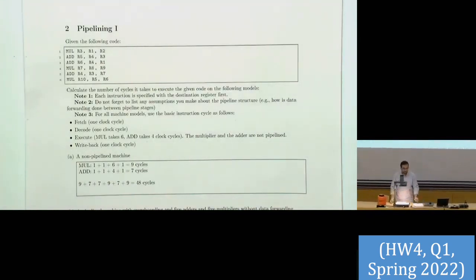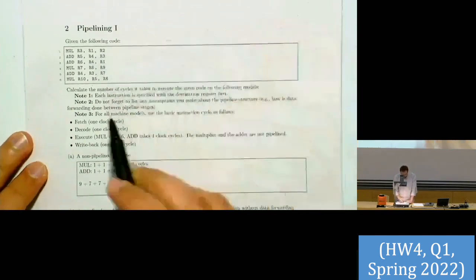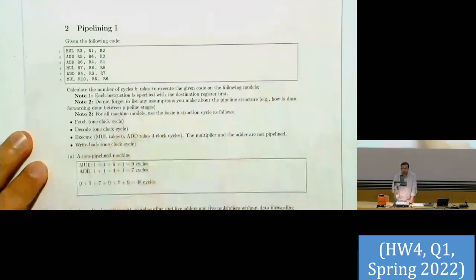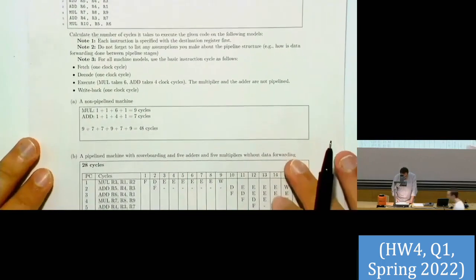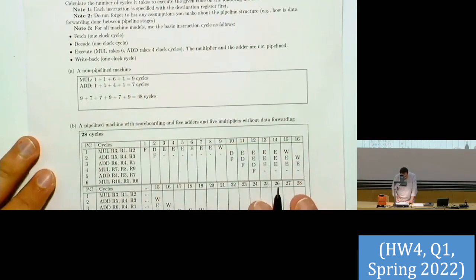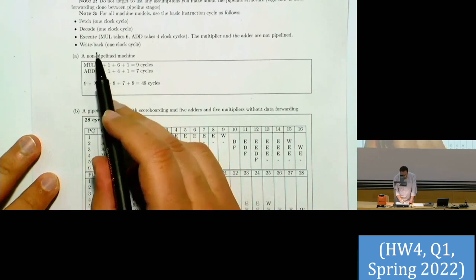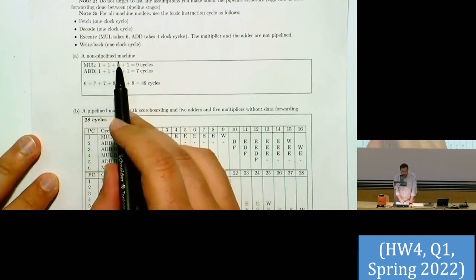So the second question is from homework 4, the pipelining question. Here in this question, we have 6 instructions given to us, and we need to calculate how many cycles they take for different configurations of the hardware. We have some information here that we are going to use in each bullet point. So the first question asks, how many cycles does it take if we have a non-pipelined machine?